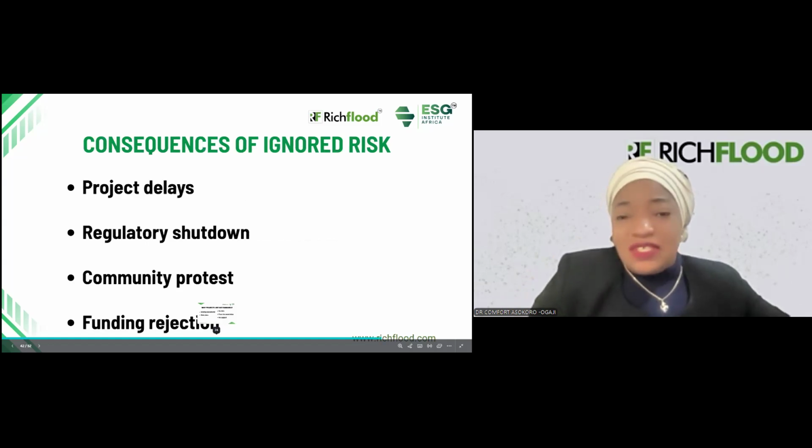The consequences will include project delays. It can include regulatory shutdowns. I've sat in meetings where we're trying to negotiate with the regulators for the operation to proceed because of a shutdown. It can lead to community protest as well, and eventually rejection of financing.